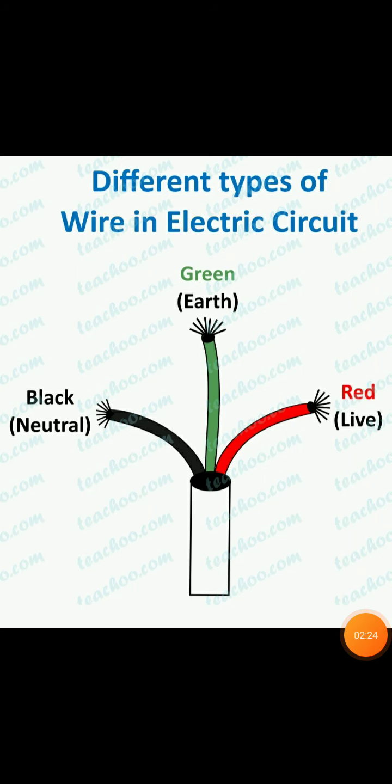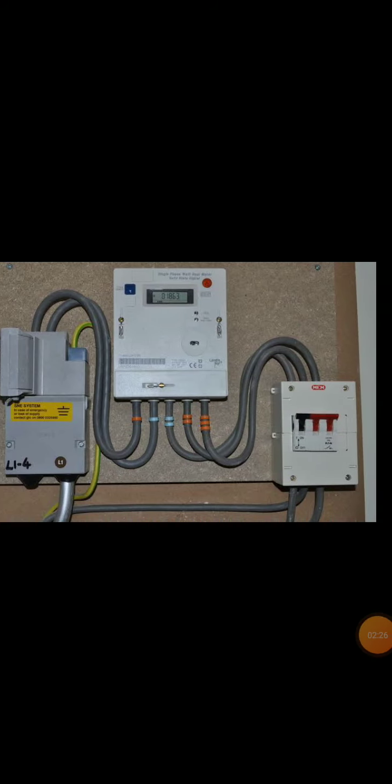Now at the meter board in the house, these wires pass into an electricity meter through a main fuse. Through the main switch, they are connected to the line wires in the house. We can see it clearly in the picture. And these wires supply electricity to separate circuits within the house.